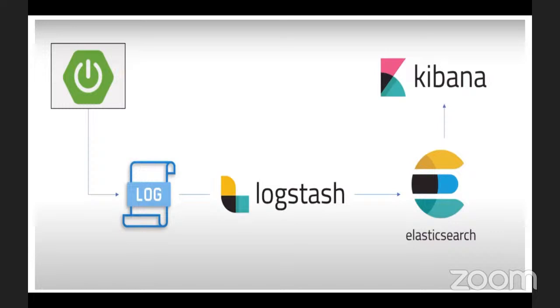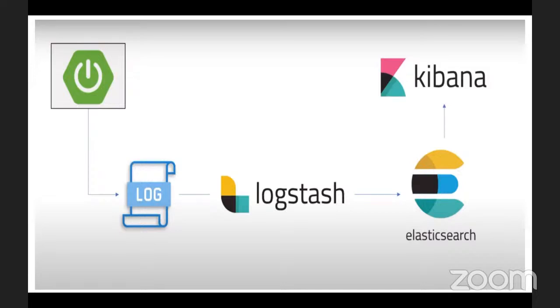My Spring Boot is giving some log file. That log file is collected by Logstash. And once it's collected, it gives the information to the Elasticsearch database. And the Elasticsearch data is collected by the Kibana UI. Kibana is a UI. Any log file which I write, I can see that log file in the Kibana UI.